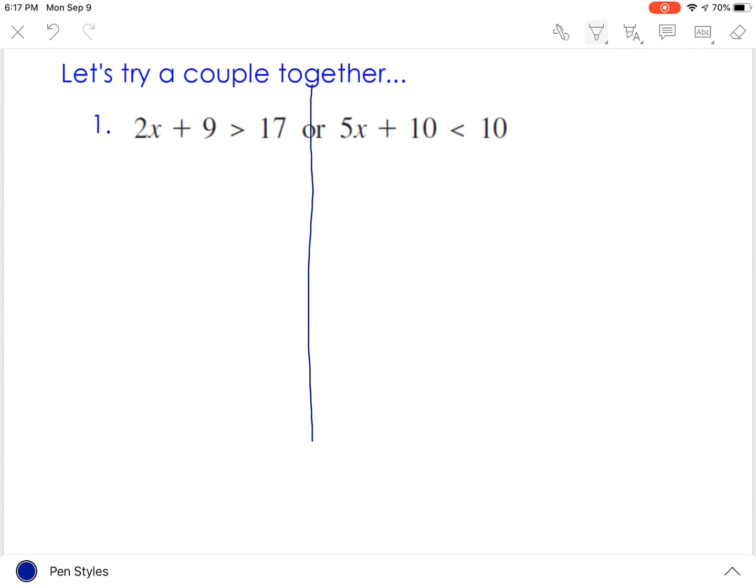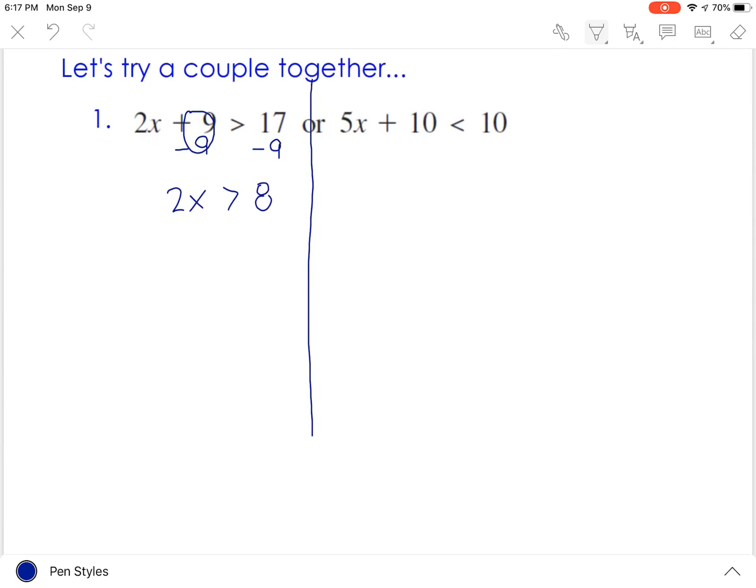So let's try this. I'm going to start off by drawing a gigantic line separating my problems. So 2x plus 9 is greater than 17. Well, let's subtract 9 to get 2x by itself. So we have 2x is greater than 17 minus 9 is 8. 2 times x is greater than 8. We can divide by 2 on both sides to get x is greater than 4. Well, x is isolated, so that's half our answer, so we're done with that part.